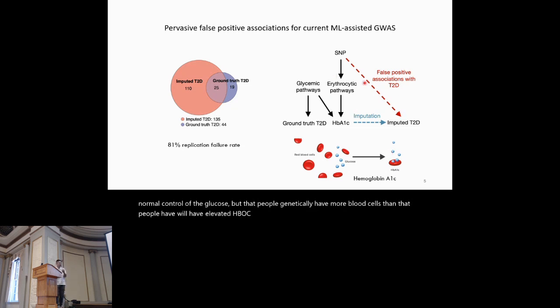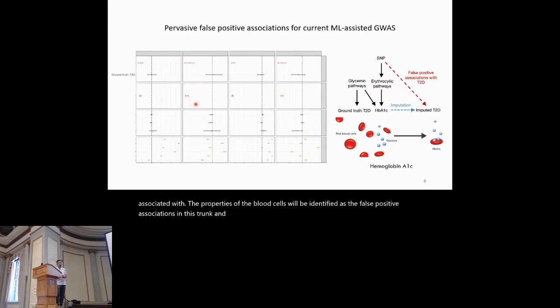So here is our proposed mechanism for these false positive associations: SNPs associated with the properties of blood cells will be identified as false positive associations in this setting. And indeed, when we checked our top results in the imputed type 2 diabetes, here are four SNPs actually, but there are some phone issues.